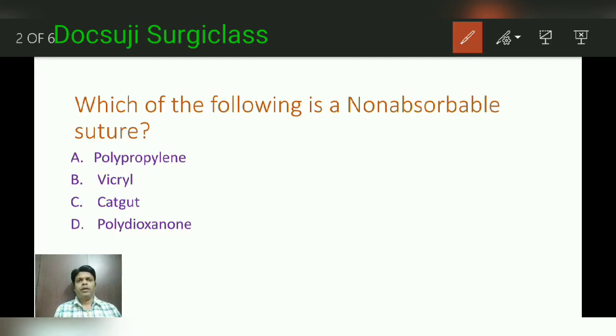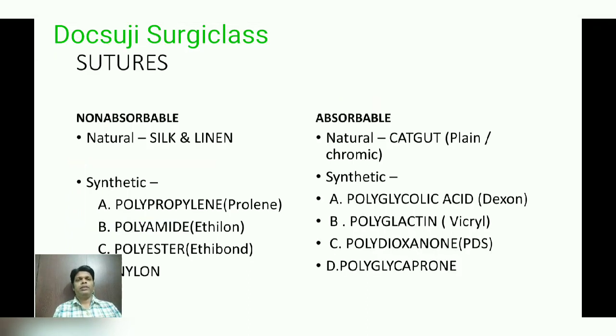Which of the following is a non-absorbable suture material? Option A, polypropylene; Vicryl; catgut; and polydioxazone. So here the answer for this question is polypropylene. Okay, let us go for the discussion.